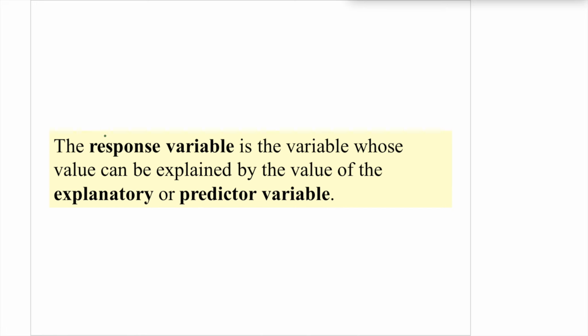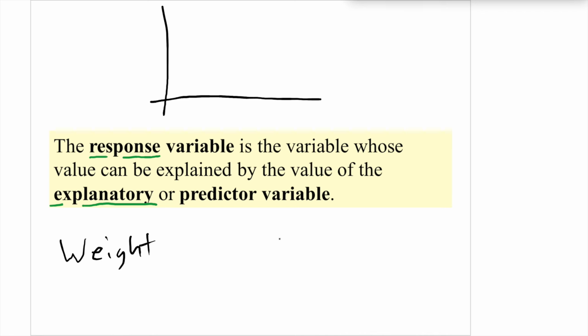So like a lot of things in statistics, there's a small amount of vocabulary we need to know. We talked about that we're going to be looking at two variables. We're going to call one the response variable, and we're going to call the other one the explanatory variable. So let's think about weight of a car and miles per gallon of a car. Well, which one explains the other?